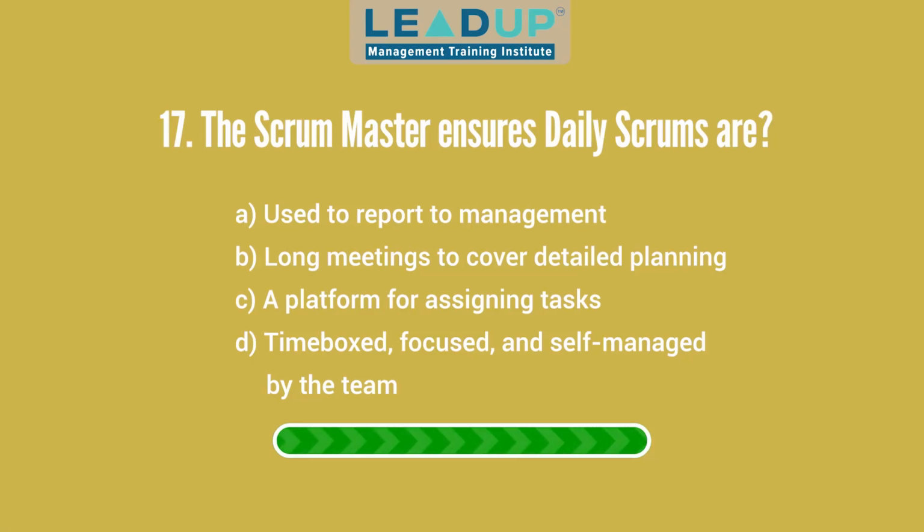Question 17. The Scrum Master ensures daily scrums are A. Used to report to management. B. Long meetings to cover detailed planning. C. A platform for assigning tasks. And D. Time-boxed, focused, and self-managed by the team. Answer: time-boxed, focused, and self-managed by the team.